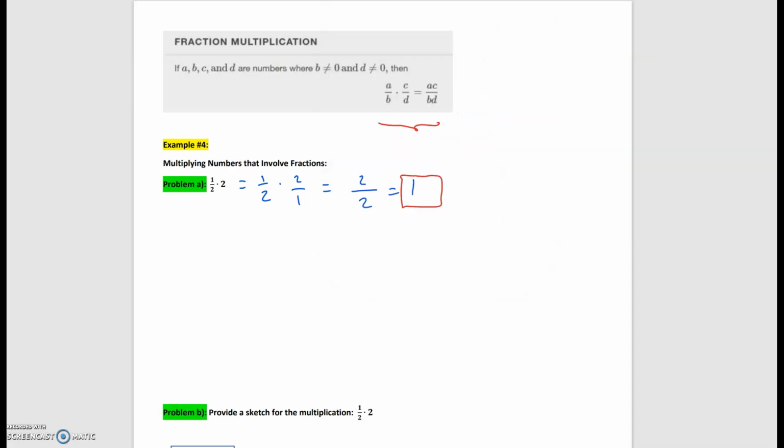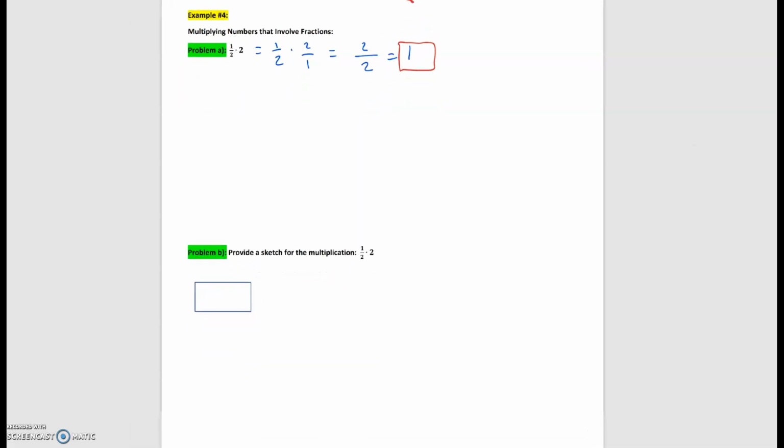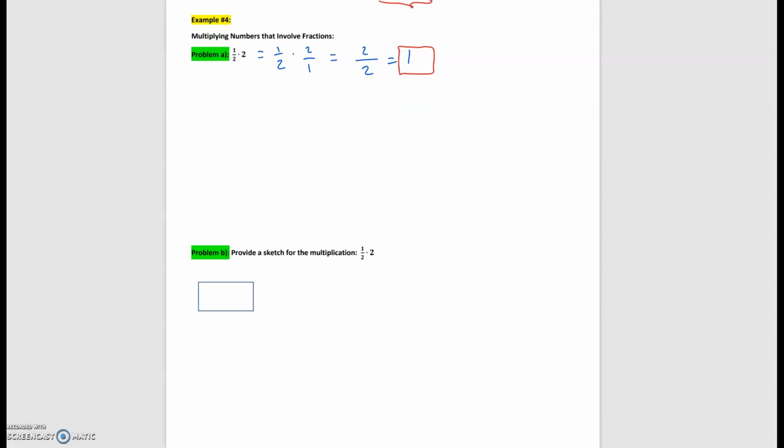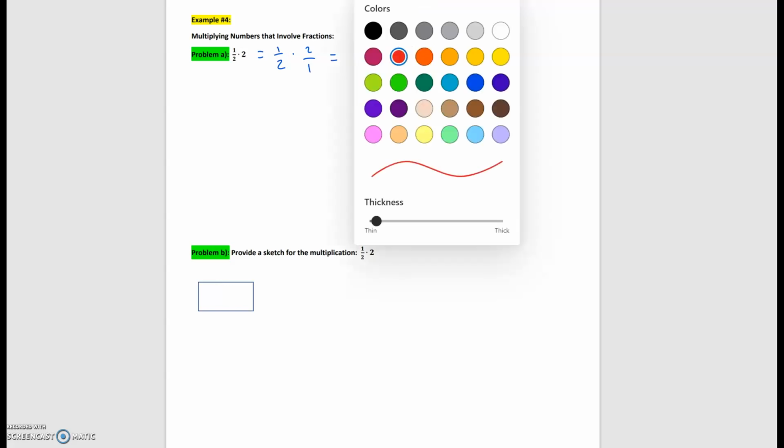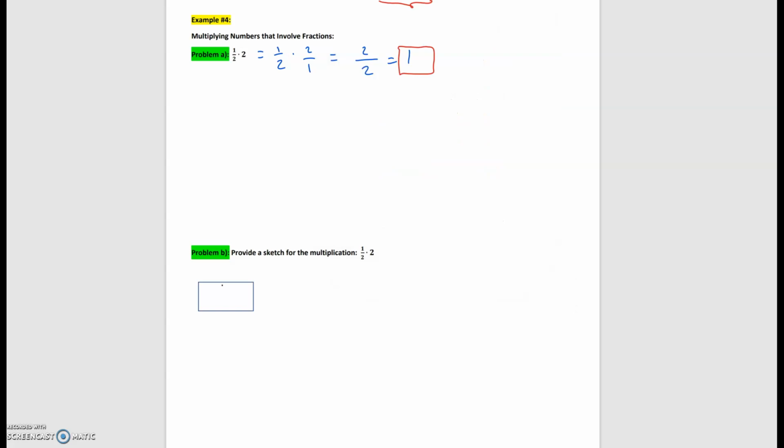All of these problems, as we go into the examples, are going to get a little bit more messy, and we're supposed to simplify as much as possible. Now, on problem B, they want us to provide a sketch of the multiplication of a half times 2. So this is what it actually represents. Let me create a sketch. I'm going to draw it in halves. This is not to scale, but this represents 1/2 and 1/2.